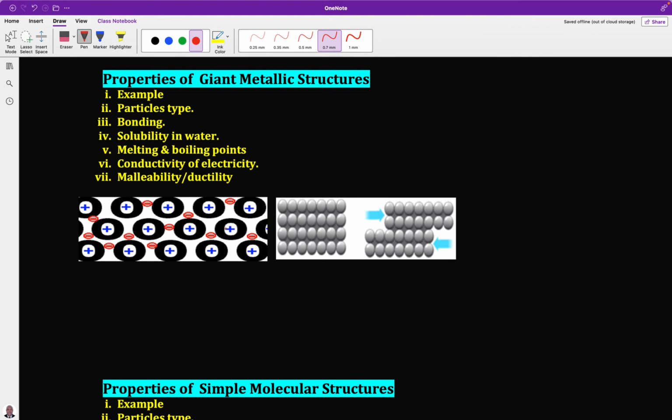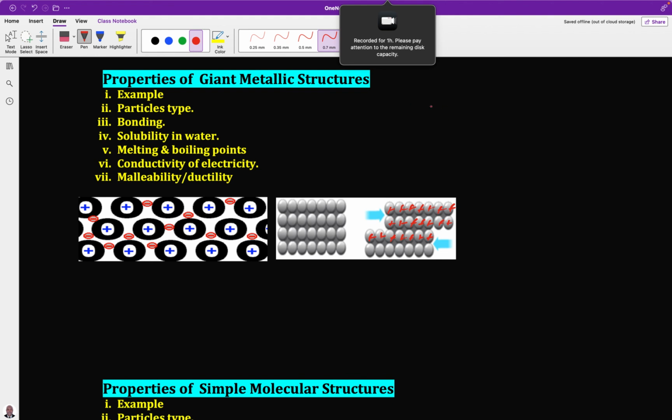In this case, see the order in which the atoms are arranged. The atoms are arranged in this order, and you can realize that the ions can slide over each other. And because they can slide over each other, that is why we say they are malleable and ductile.